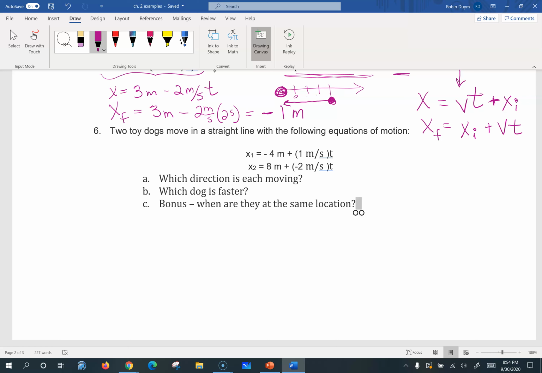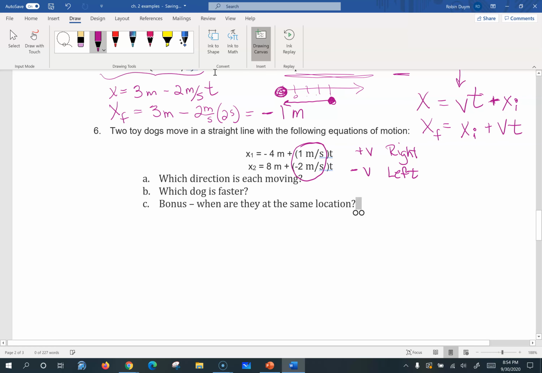Which direction are the dogs moving? Well, you would look at this term for each of them. If it's positive, it means it's a positive v, which means they're moving to the right. If this term is negative, that means it's a negative velocity and they're moving to the left. So these dogs are actually moving towards each other.